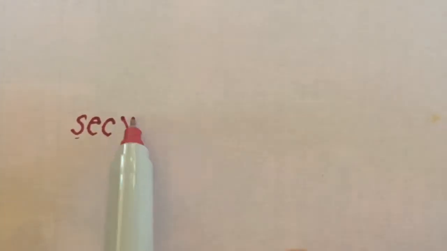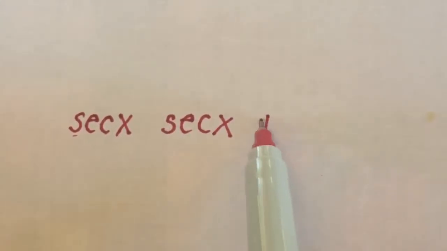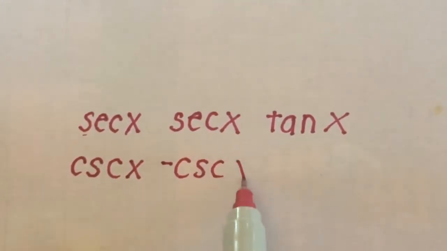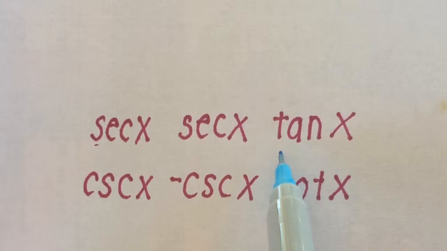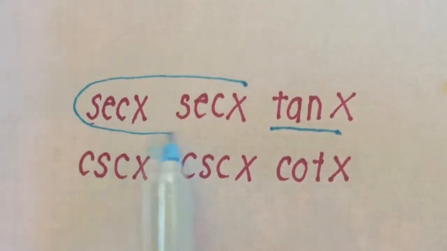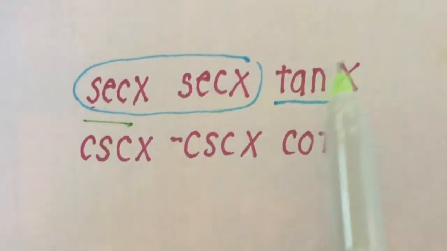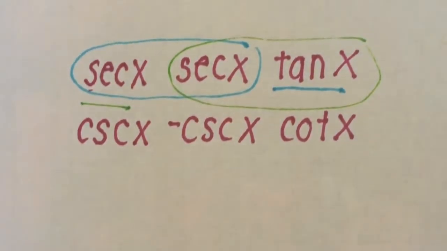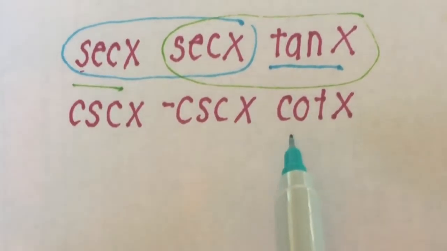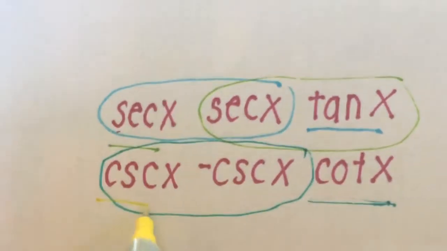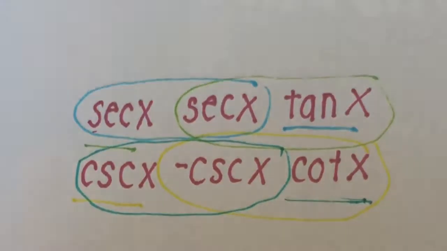Taking derivatives of trig functions other than sine and cosine, you write this chart: secant x, tangent x, cosecant x, negative cosecant x, and cotangent x. The derivative of tangent x is secant squared x, and the derivative of secant x is secant x times tangent x. The derivative of cotangent x is negative cosecant squared, and the derivative of cosecant x is negative cosecant times cotangent x.